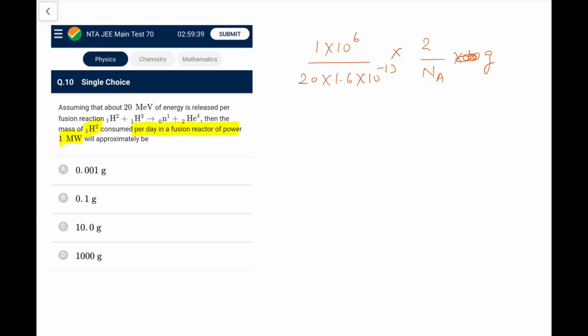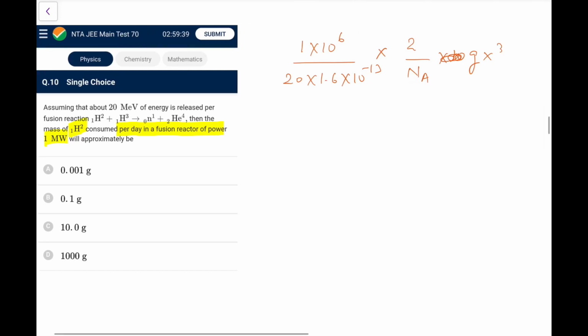Now you will calculate. This is not going to be a very large quantity, I suppose. Consumed per day, so per day means you have to calculate per day also. This is what I did per second. So per day means in an hour this is 3600 seconds and this is 24 hours. Now do the calculations.